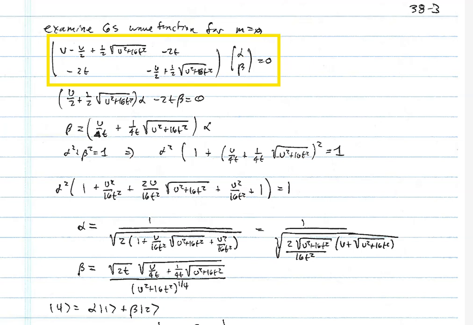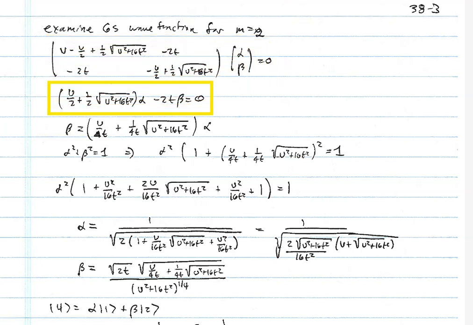We solve for the alpha and the beta. There's a little bit of algebra that one has to do. You can see we're going to just look at the top line. I'm going to get this complicated expression, u over 2 plus 1/2 the square root times alpha minus 2t times beta. That whole thing equals 0. That gives me a relationship between beta and alpha.